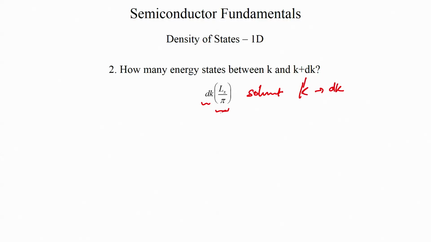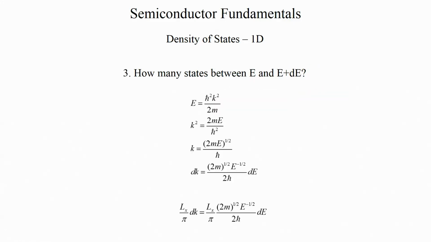So, that is the answer we are looking for. And now the next question is, of course, convert everything to energy. Okay. So, now we know that there are dk Lx by pi solutions between k and k plus dk. Now, how many solutions exist between E and E plus dE?